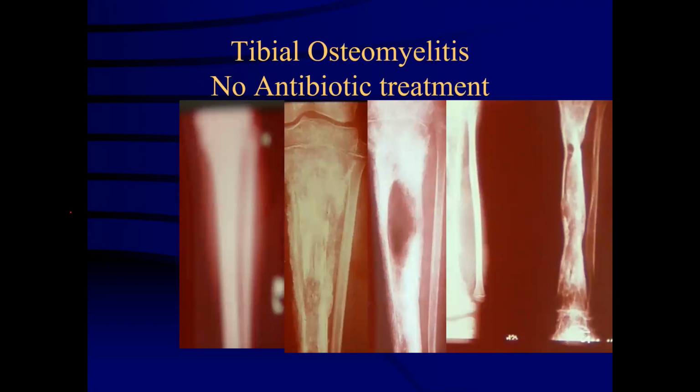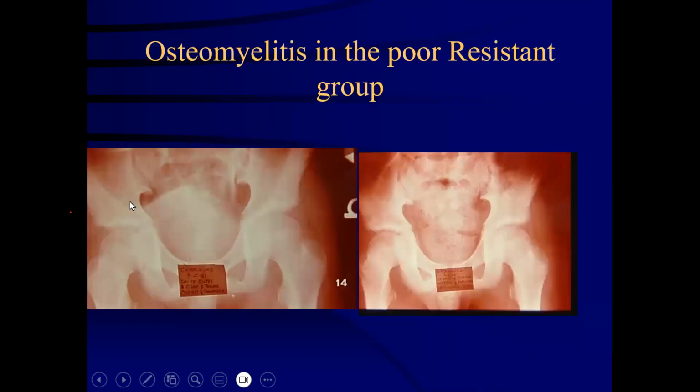Tibial osteomyelitis, no antibiotic treatment. This is the tibia showing the involucrum. Let me show it to you. This is the involucrum. This is the sequestrum. Okay, and it shows you the sequence of treatment of these patients and what would the long-term result be.